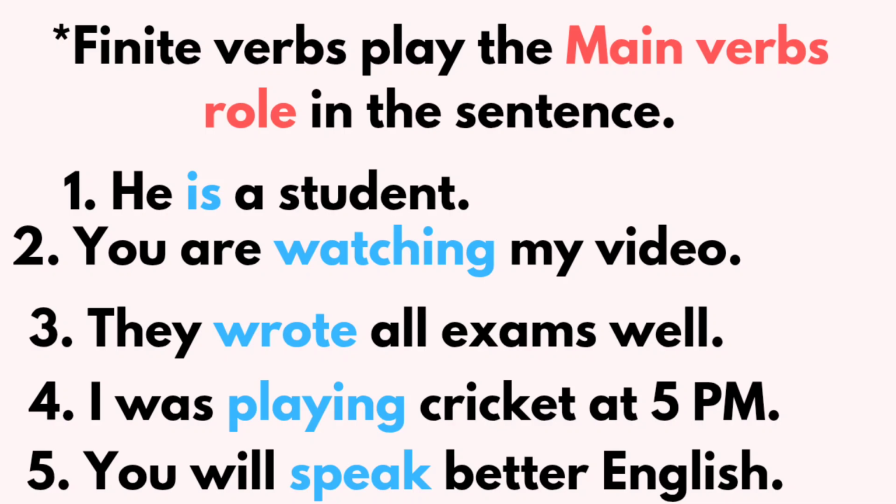So I was playing cricket. Here I means singular pronoun, and it is followed by the past be form, that is was. I was playing cricket at 5 p.m. Here playing is the main verb and it is the finite verb. So remember, first point, finite verbs help us to identify the tense. When you look at a sentence, if you are able to identify the tense of the sentence, that means that is the finite verb. I hope these examples are clear.